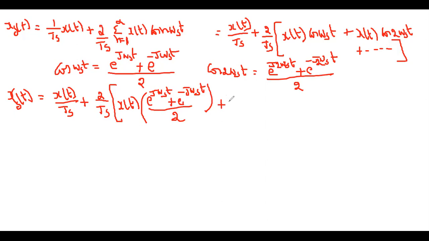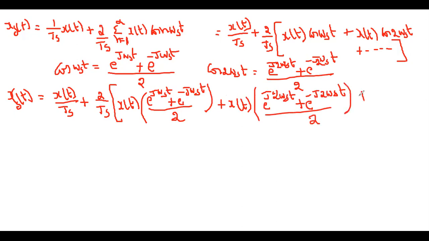Plus x of t into the another function cos 2 omega s into t. That is e power j 2 omega s into t plus e power minus j 2 omega s into t by 2 plus so on.